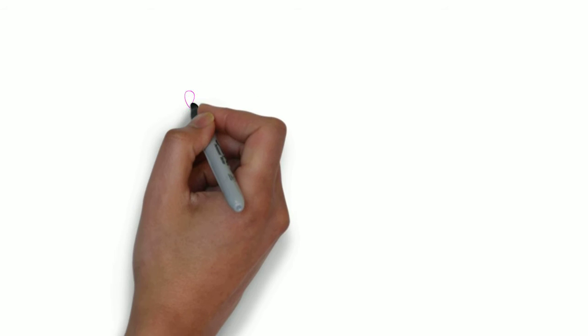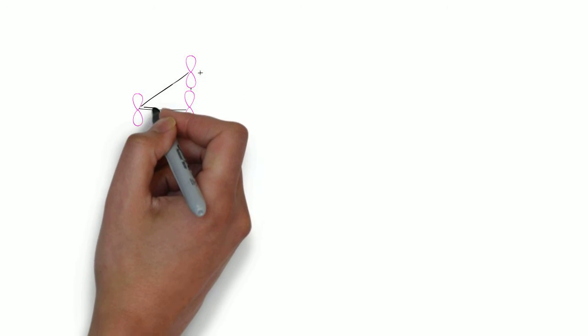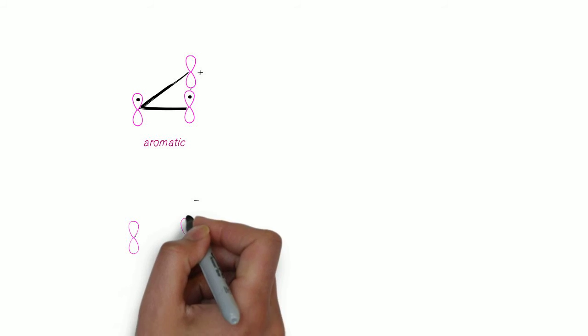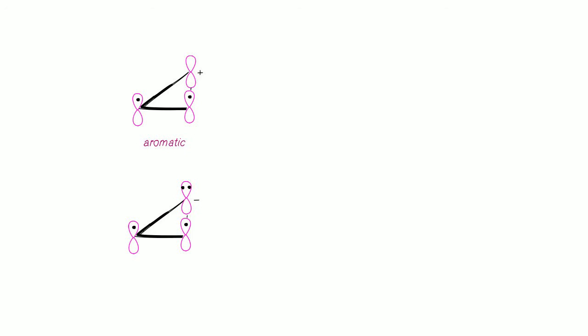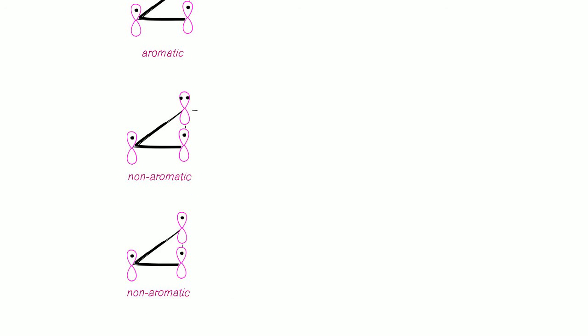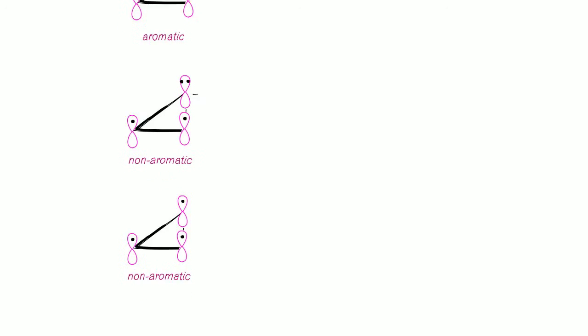If we look at the cation of cyclopropene, how many electrons to place? 2. And is it aromatic? Yes. If I make the corresponding anion, how many electrons? There should be 4. And therefore it's not aromatic. And if I make the radical, how many electrons? There will be 3. And is that aromatic, Cheon? No. Good.